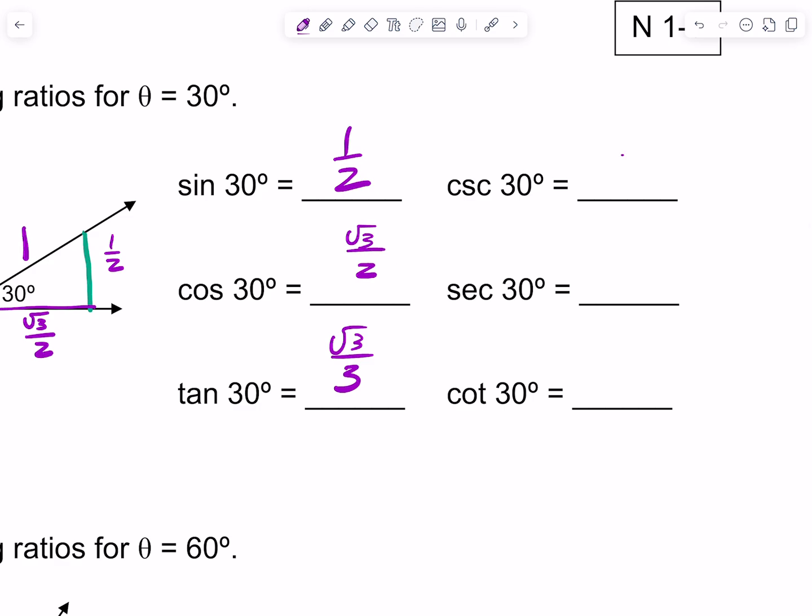Cosecant of 30 is 2, because I just flipped a 1/2. Then this would be 2 radical 3 over 3. And then this would just be radical 3, because if you flip 3 over radical 3 and you did the math, that's what you would get.